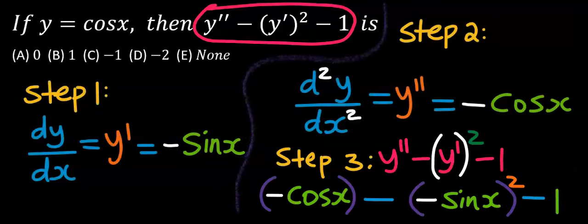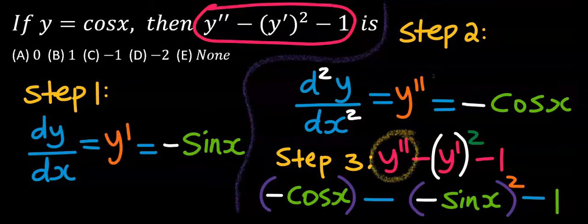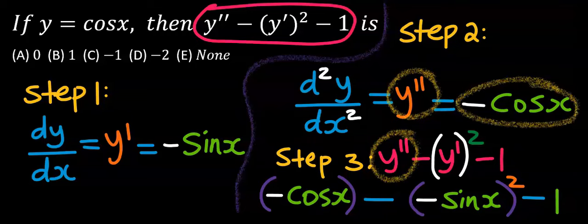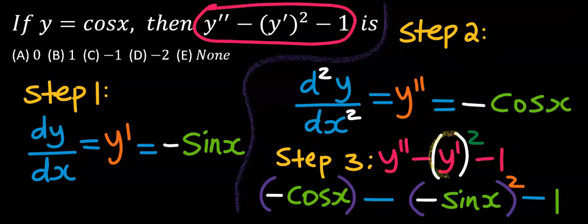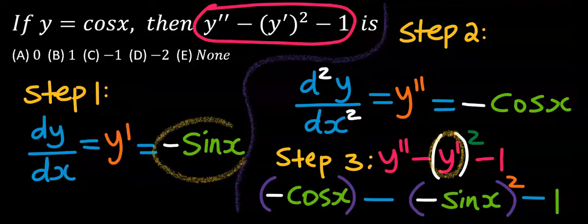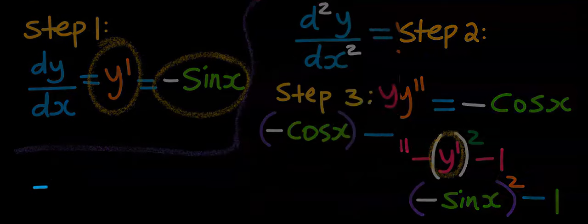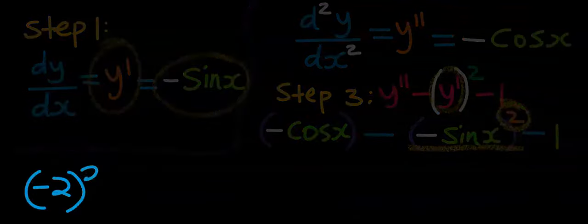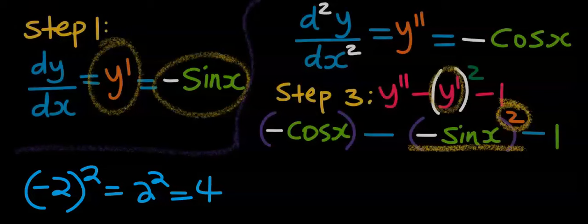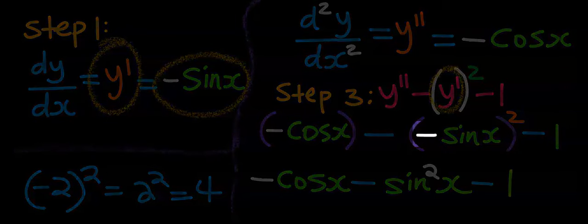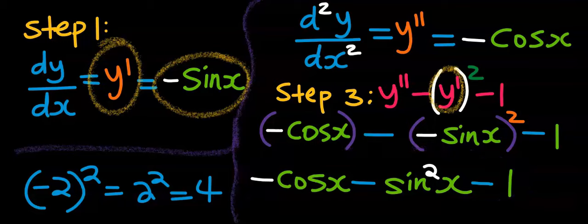Next, step number 3, instead of the second derivative of cos x, we are now going to have minus cos x, and instead of the first derivative of cos x, we are going to have minus sin x. However, there is a squared. Recall that minus 2 in brackets squared is the same thing as 2 squared. It is the same thing as 4. Hence, I can leave it out and I'm going to write it like this.